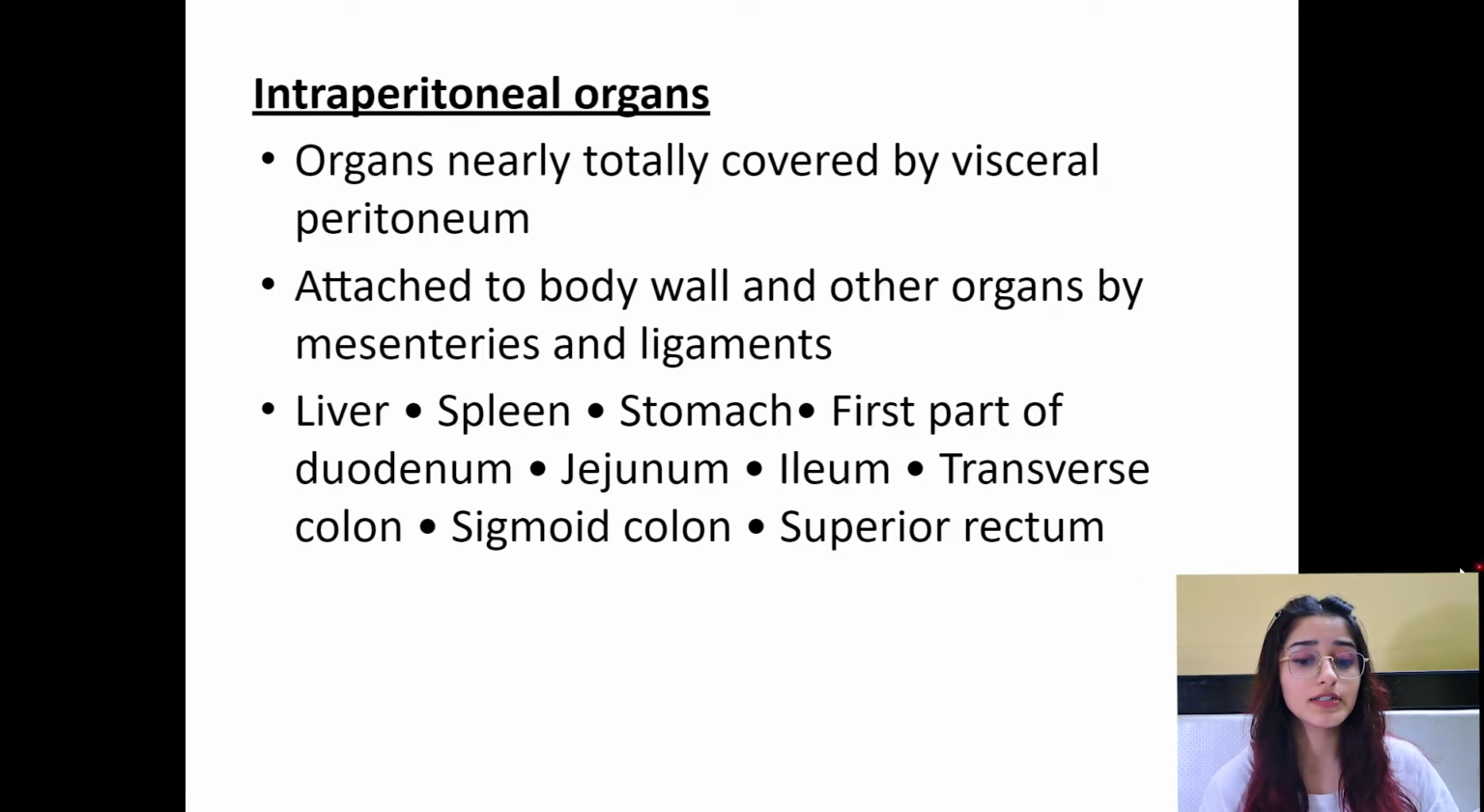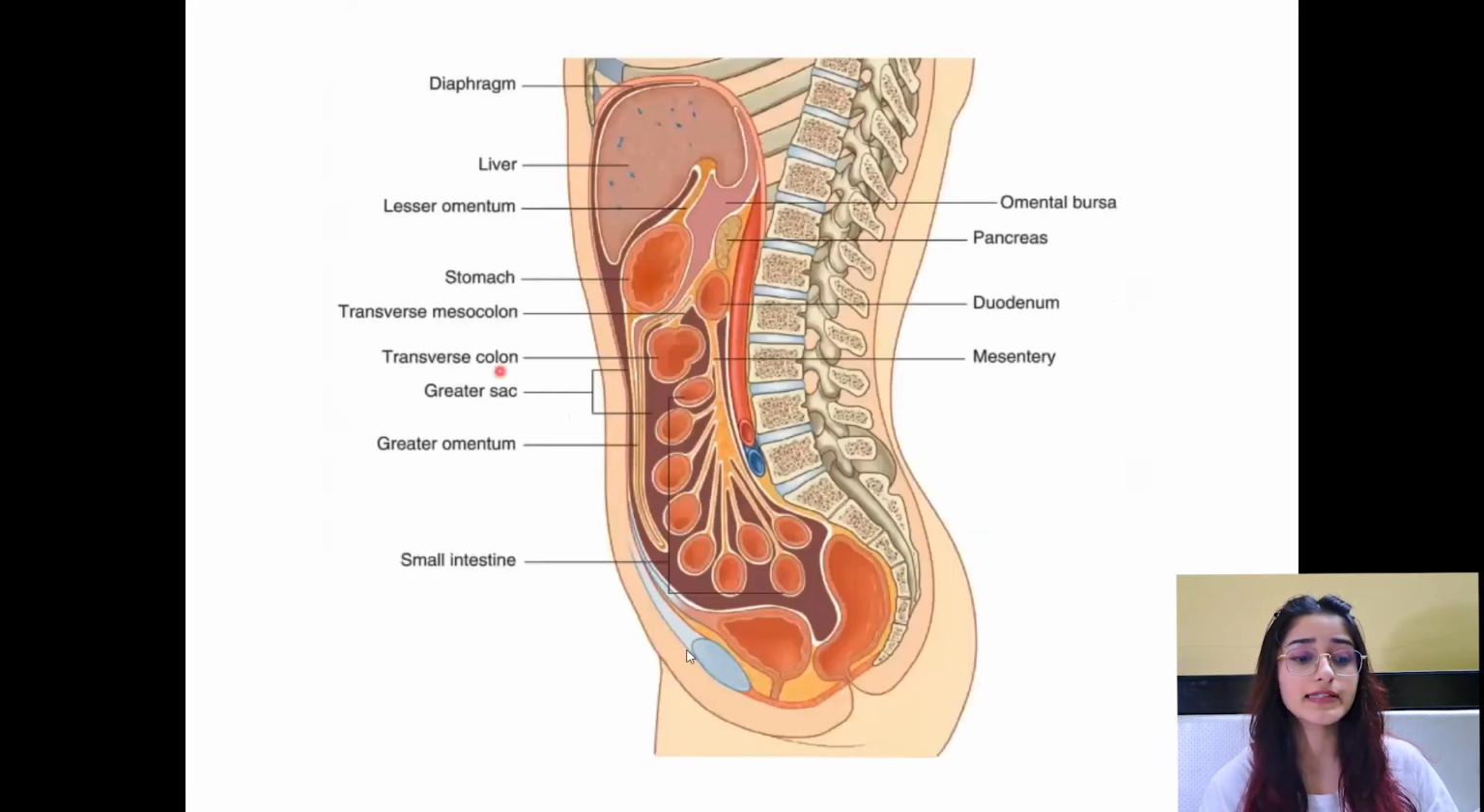Now it is easy to understand this with the picture, and I have explained this picture in my previous video. Here you can see the liver, the stomach, the transverse colon. They are completely surrounded by the peritoneum and they are attached to the abdominal wall by mesentery or mesocolon. So this was about the intraperitoneal organs.